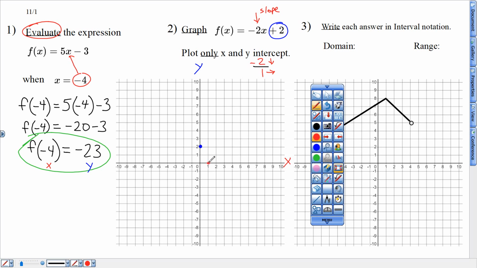And what this problem wants you to do is graph with only the x and y intercept. I know it's tempting to keep going right 1, down 2, right 1, down 2, or maybe even left 1, up 2, left 1, up 2, but you're not following instructions if you do that. You need to only plot the y-intercept, that one in blue, and the x-intercept, that one in red. So if I draw my line through those, that's my line drawn using only the x and the y-intercept.